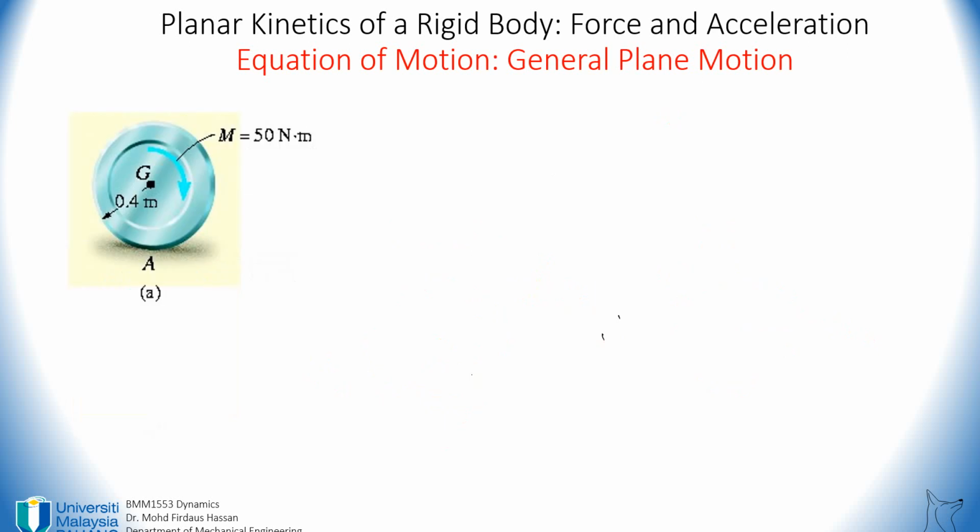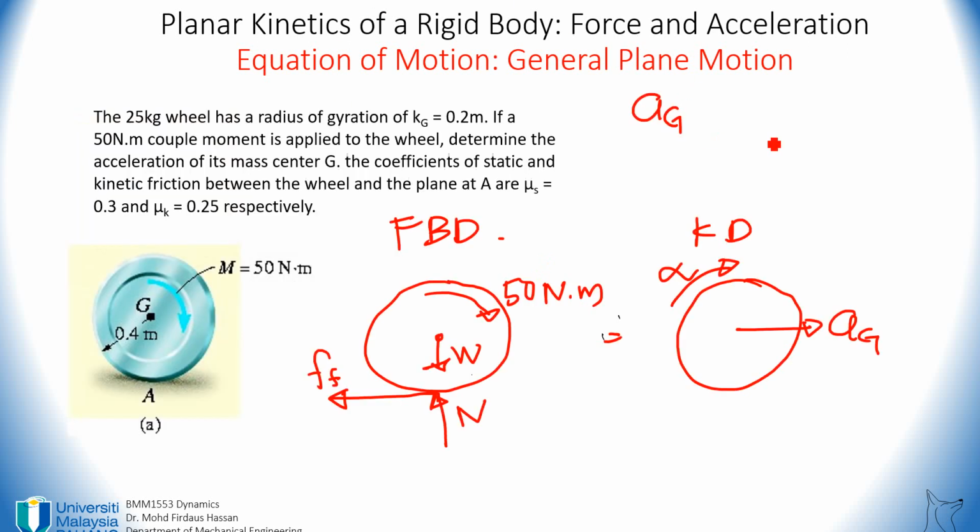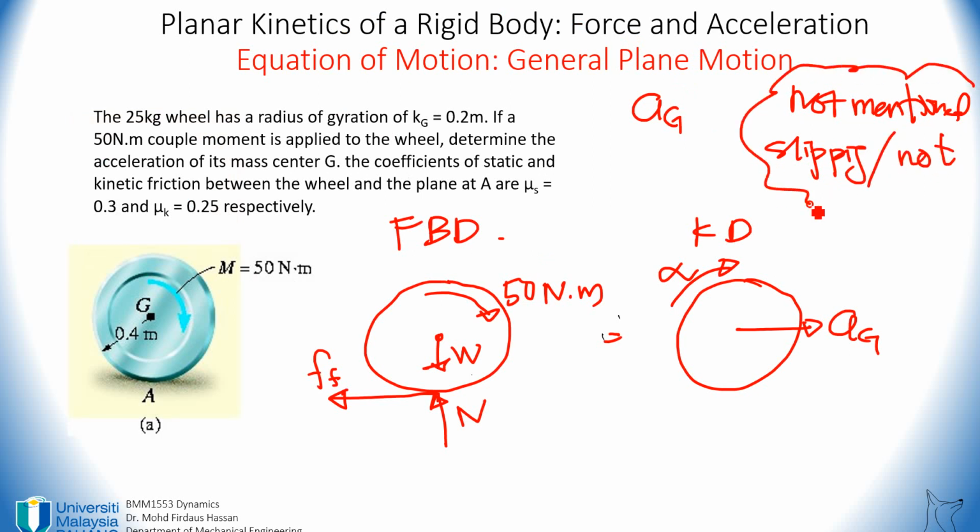What else? In this problem, it's not mentioned whether it is slipping or not. So when it's not mentioned, as I suggested to you before, you have to choose roll without slipping.